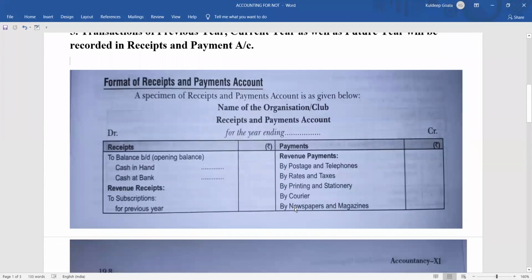I hope all of you have understood and it is clear to all of you, right? Okay, then please go through it nicely, and we'll meet in the next video with a practical and a solution of the receipts and payment account.